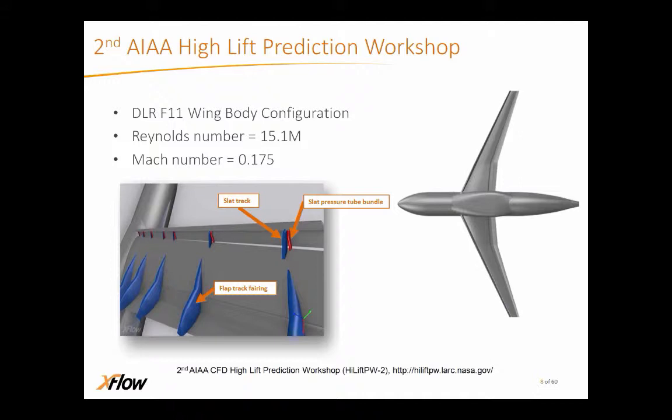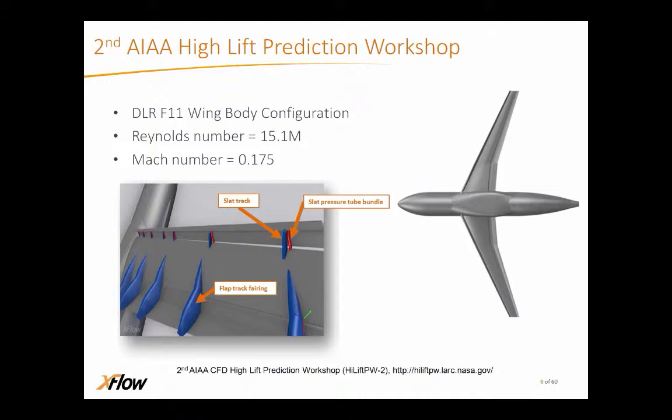mimic a realistic aircraft. The Reynolds number that we're going to analyze today is 15.1 million. There are two cases, a low Reynolds number and a high Reynolds number. That's what we're going to calculate today. And the Mach number is 0.172 because usually when you got high lift deployment, the Mach number is not really high. This configuration in particular is for takeoff case. So we got slat and flap deployed.